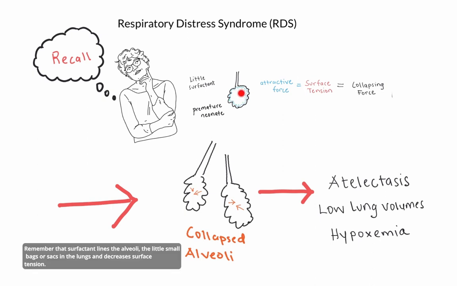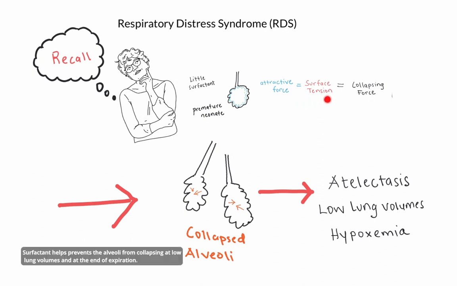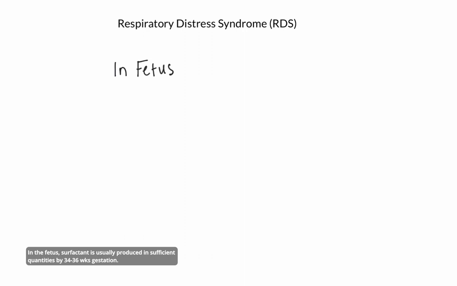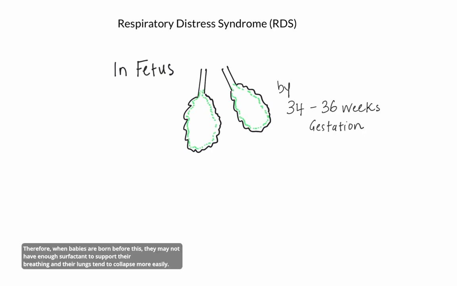Remember that surfactant lines the alveoli, the small bags or sacs in the lung, and decreases surface tension. Surfactant helps prevent the alveoli from collapsing at low lung volume and at the end of expiration. In the fetus, surfactant is usually produced in sufficient quantities by 34 to 36 weeks gestation. Therefore, when babies are born before this, they may not have enough surfactant to support their breathing, and their lungs tend to collapse more easily.